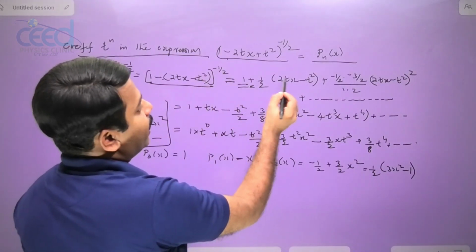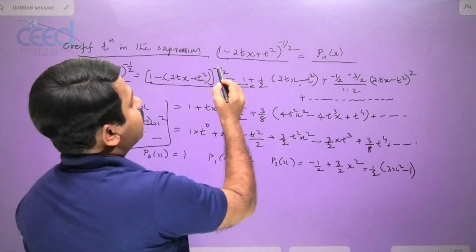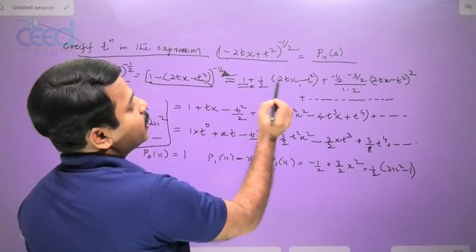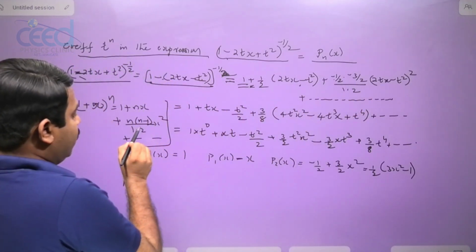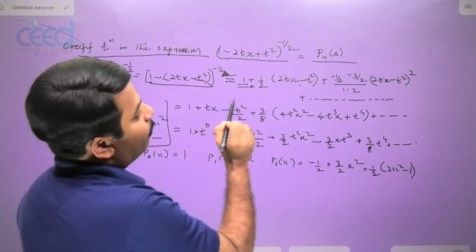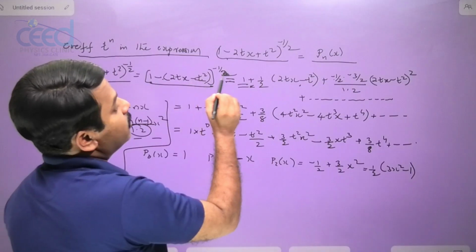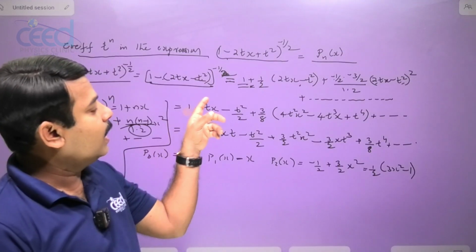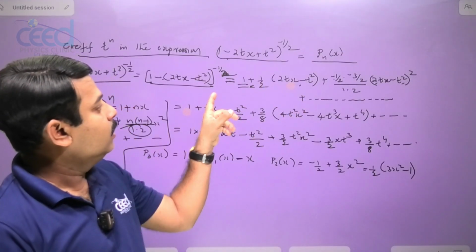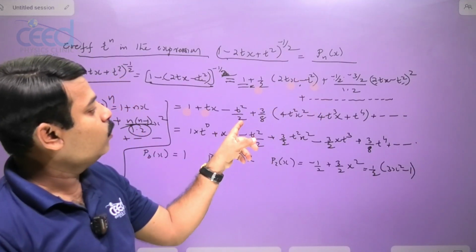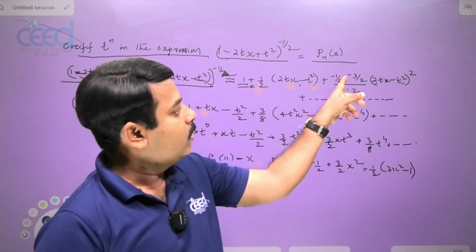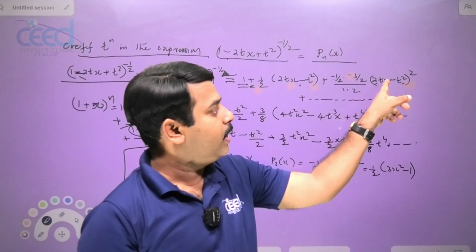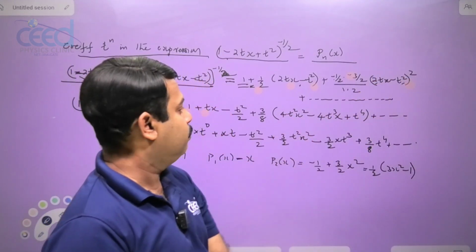So 1 by 2 into nx plus n into, that is minus 1 by 2 into n minus 1, minus 1 by 2 minus 1, what, minus 3 by 2 divided by 1 into 2, right, divided by 1 into 2 into our x square, that is this square, that is 2tx minus t square whole square. Now expand this: 1 plus, right, this multiplying tx, this multiplying here minus 1 by 2 t square, here this is 3 by 4 into 2, that is 3 by 8, and this is a minus b whole square, a square minus 2ab plus b square.